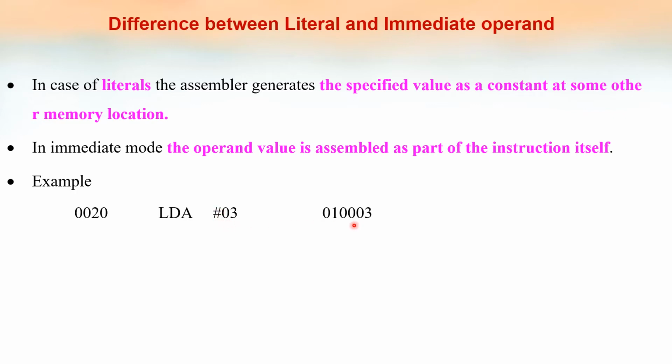And the main difference is while writing the object code, for an immediate operand we will write the constant value in the object code. But for literals we have to write the displacement. Instead of the value we have to write the displacement. That is, in immediate mode the operand value is assembled as part of the instruction itself. In case of literals, the assembler generates the specified value as a constant at some other memory location. So that is the difference.